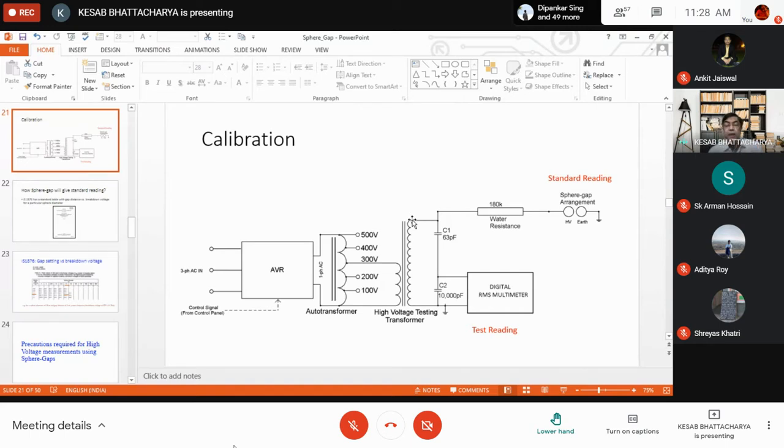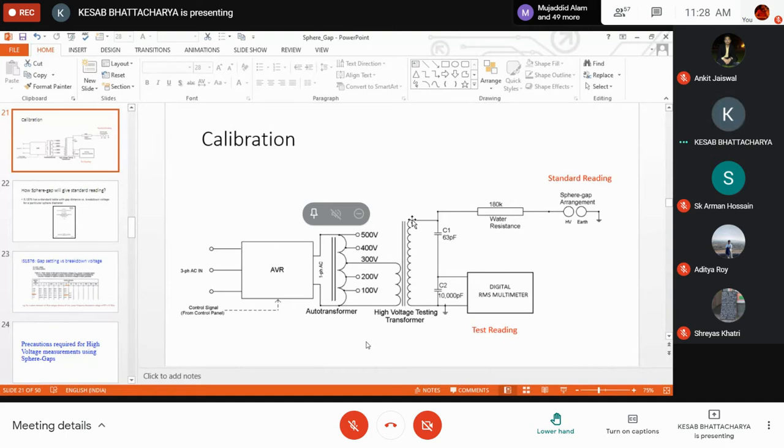Peak. Because we know that when we connect a capacitance across an AC supply, the capacitor is charged to the peak value of the AC supply. So both C1 and C2 will be charged to a potential which is proportional to the peak value of the supply voltage appearing at the end of the transformer. Is that point clear?